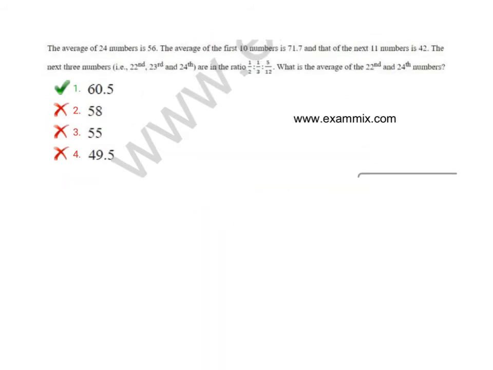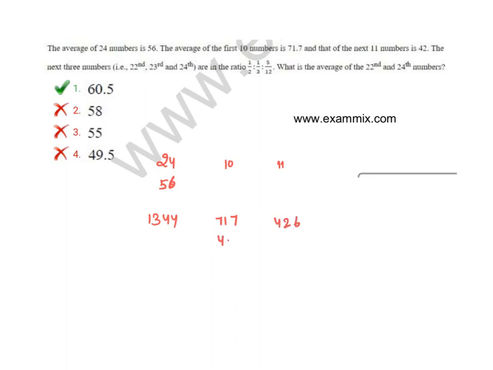Now the average of 24 numbers is 56. But what is the sum? So 24 into 50 is 1200. 24 into 6 is 144. That is 1344. The average of first 10 numbers is 71.7, so the sum becomes 717. And the average of the next 11 numbers is 42, so their sum becomes 42 into 11, that is 462.